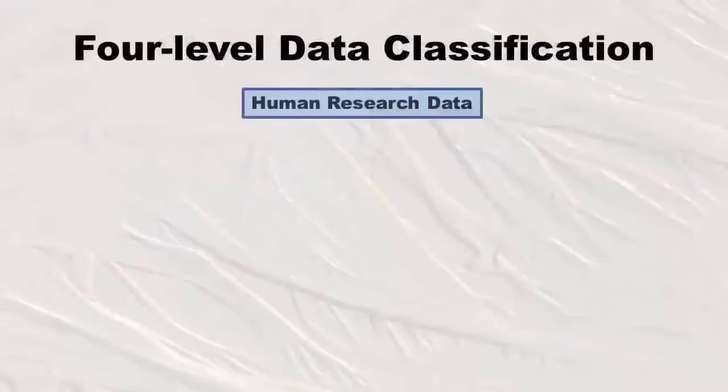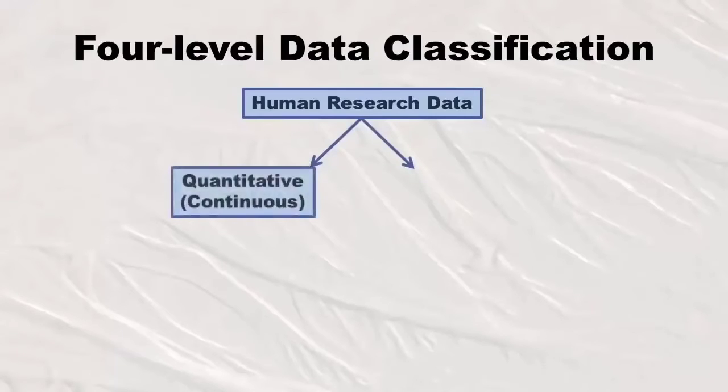Alrighty, so I like to draw this picture. It's a 4-level data classification. I'll draw it slowly here for you. So we start with human research data. That's what I like to start with. Alright, so we're going to split that into two. Remember I said that? We're going to start by talking about quantitative. Another word that's often used for that is continuous, but we're going to use the word quantitative.